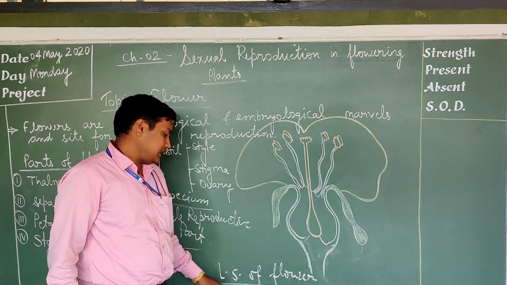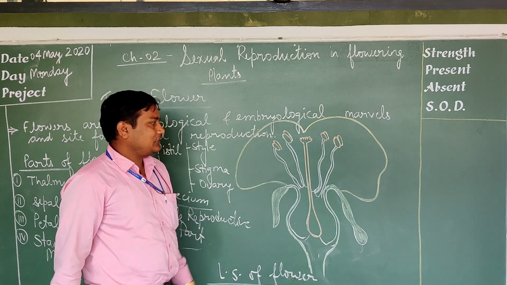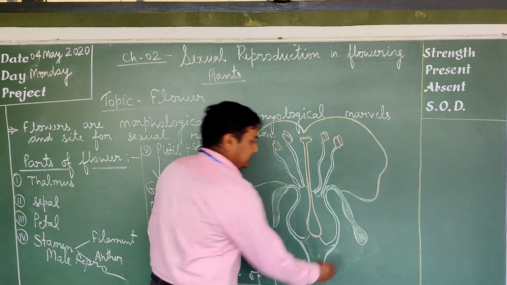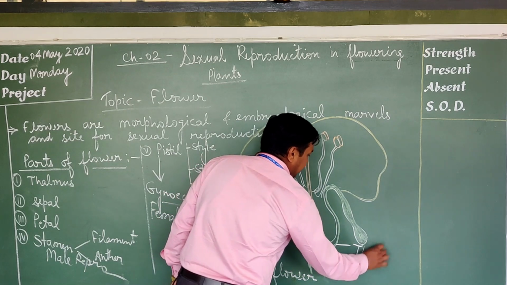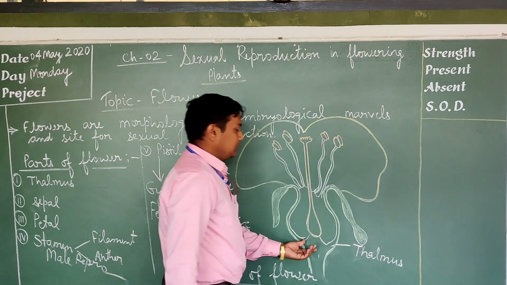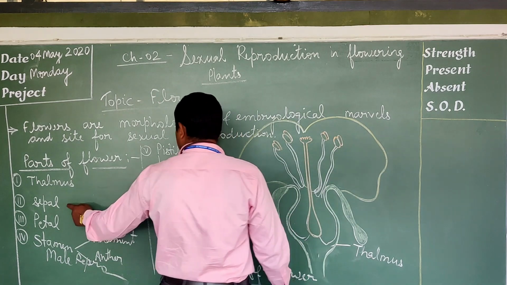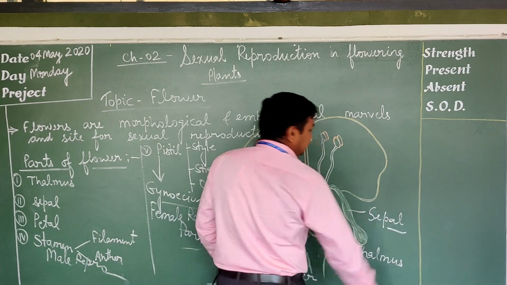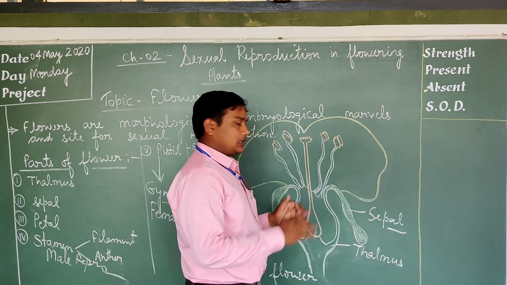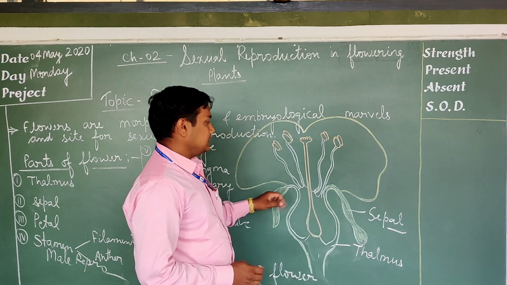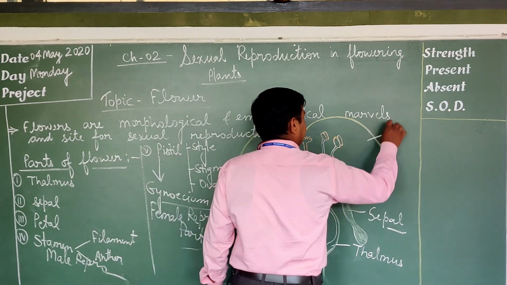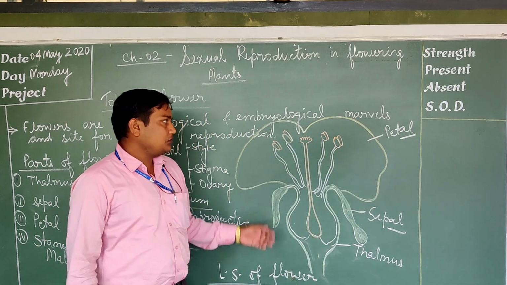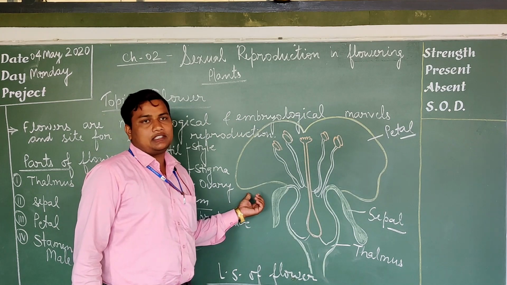So here is the longitudinal section of the flower. In short it is known as LS of flower. In the LS of flower we will see all these parts. The lower portion is known as the thalamus. The thalamus holds the ovary. Next is the sepal. Sepal is the green portion. During the time of the bud, it holds and covers the flower. Next is the petal. Petal is the colored part of the flower. In the China rose, the red colored part is known as petal.